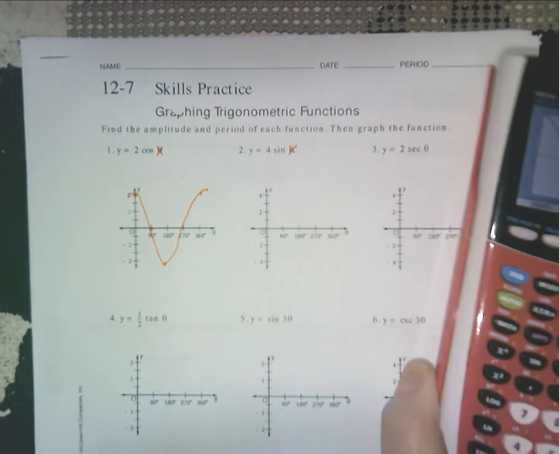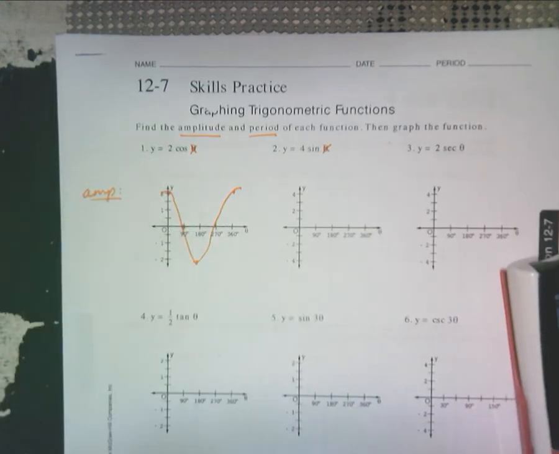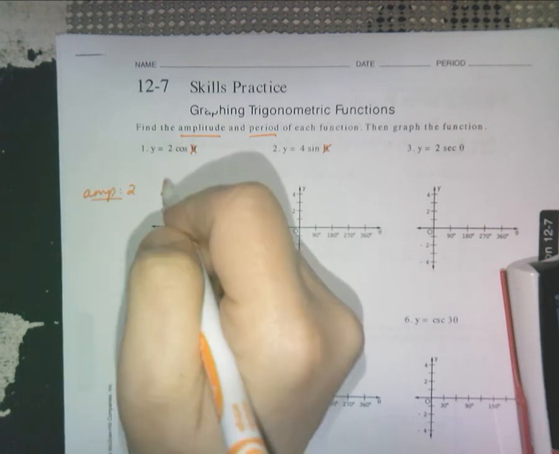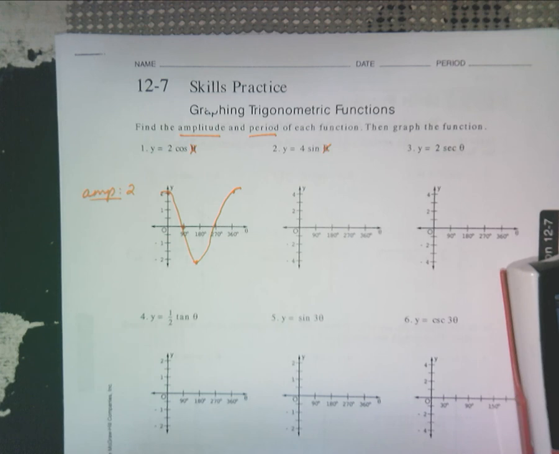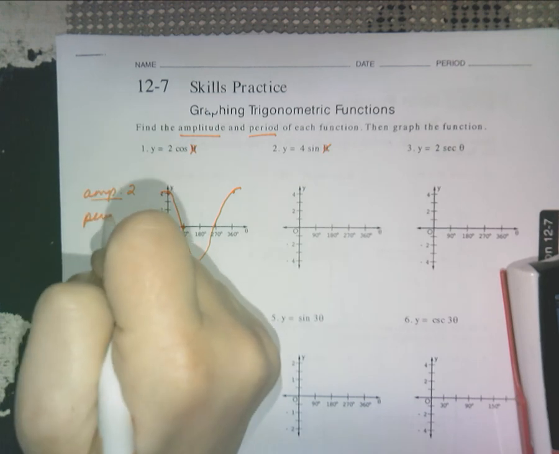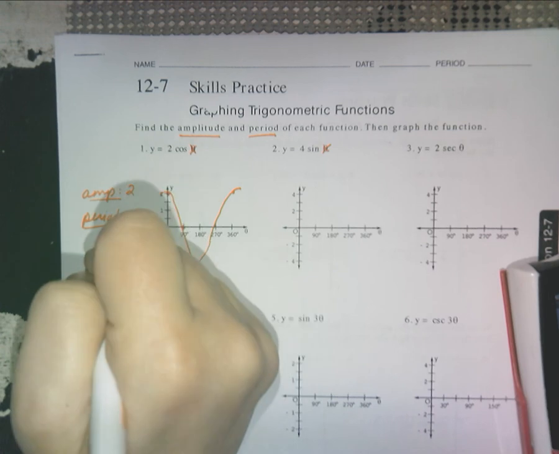But you have to find the amplitude and the period. What's my amplitude? 2. It is half the distance from the low to the high. There's a distance of 4, so half of it would be 2. What's the period? Do you see one full cycle of cosine right now? Yes, so the period is 360.